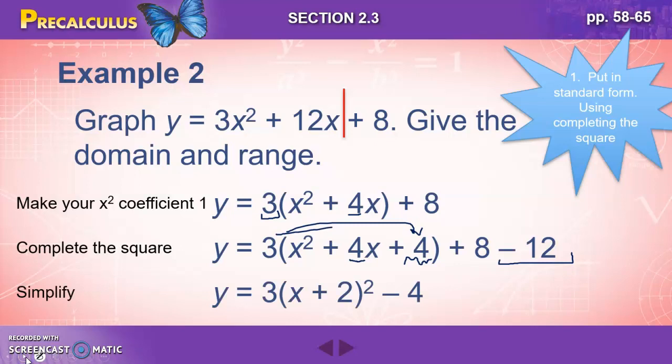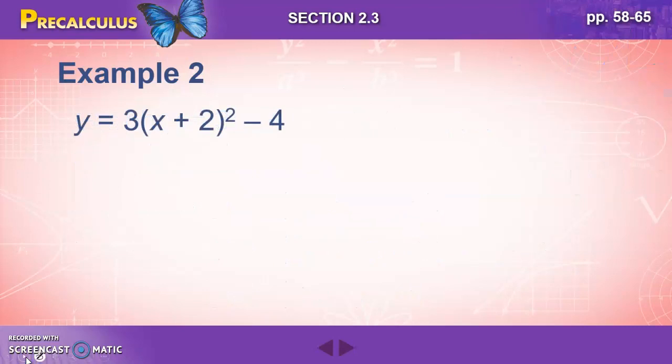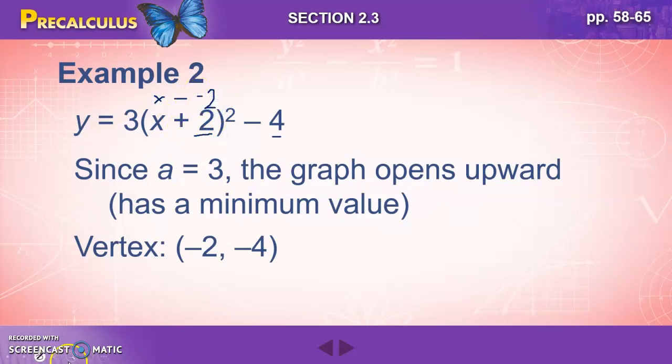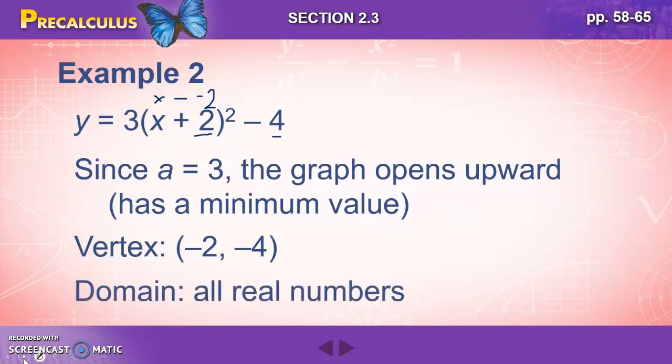Then we're going to simplify that equation by factoring. And that leaves us with, since a equals 3, we know the graph opens upward and it has a minimum value. And this is going to give us our h and our k, our coordinates. Our vertex is going to be negative 2 and negative 4. Remember, standard form is x minus. So because this is a positive, we know it's x minus negative 2 to get that vertex there. Our domain will be all real numbers.